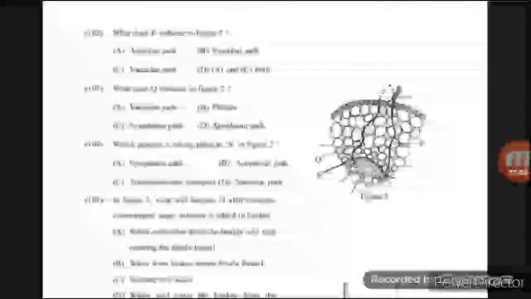So in this given figure, the Q indicates the apoplast pathway. So Q here indicates the apoplastic pathway. Therefore the correct answer for this question number 103 is option D. Q indicates the apoplastic pathway in this figure 2, or diagram 2, you can also say.